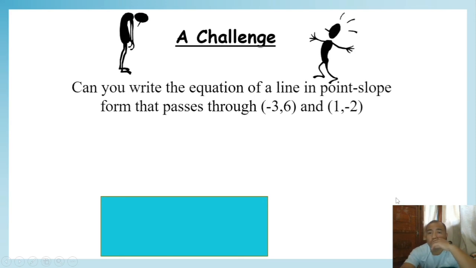Challenge. Can you write the equation of a line in point slope form that passes through negative 3, 6 and 1, negative 2? So I think you can do it. First step, find the slope of the line and then use the point slope form to get the equation of the line in point slope form. You choose only one point here. Choose one of the given points.